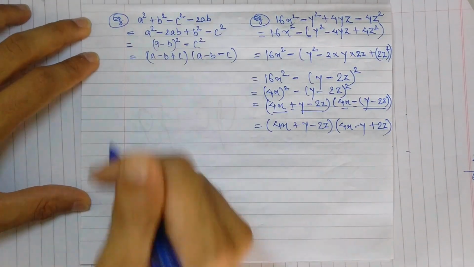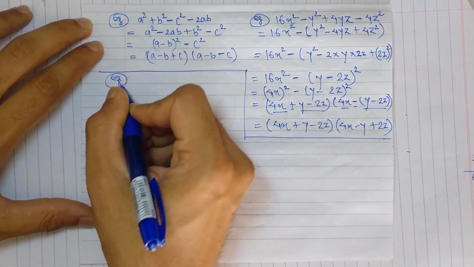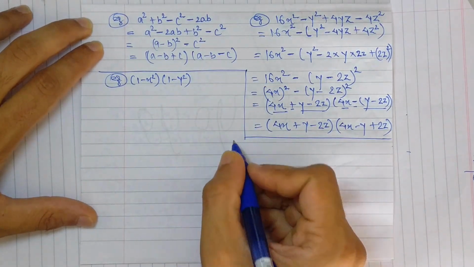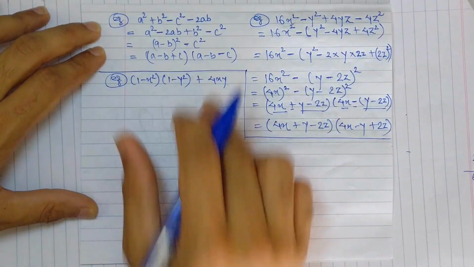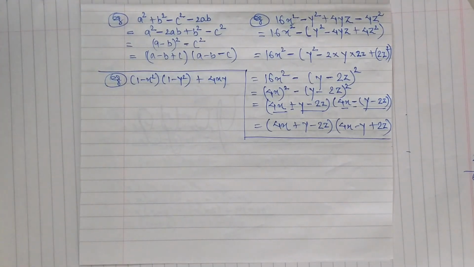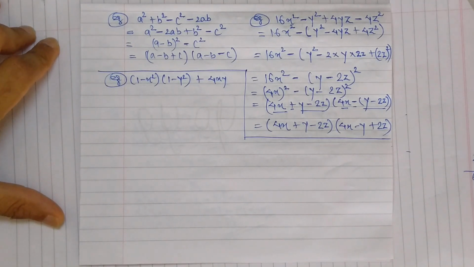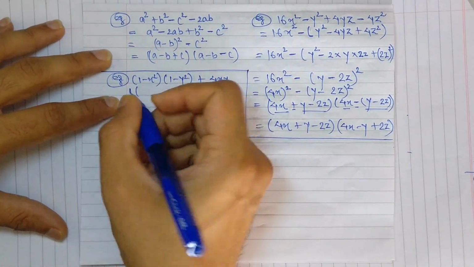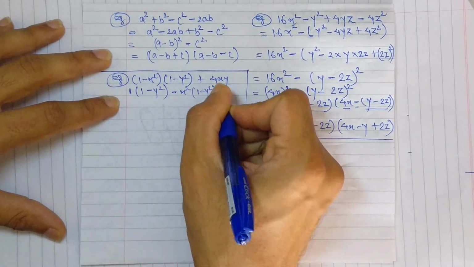Let's do more examples on this. One minus x square, 1 minus y square plus 4xy. Again, if you look at this question, it does not look like any of the methods: you cannot group and take out common. There is no trinomial, splitting the middle term is not possible. So what to do? So, bracket 1 minus y square minus x square bracket 1 minus y square plus 4xy.